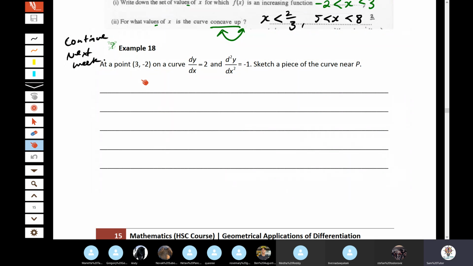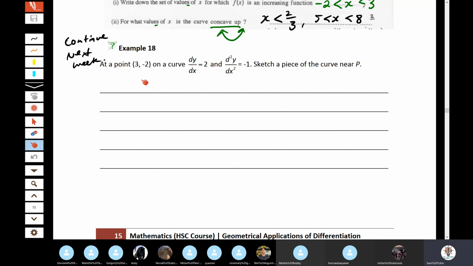Example 18. I've said at a point 3 and -2 on a curve, dy on dx is equal to 2, and then d squared y on dx squared, which obviously means y double dash, is equal to -1. Sketch a piece of the curve near P. So what does it actually mean for it to be dy on dx equals to 2? Don't look at the number so much, think of what we looked at last week. So what does dy dx equal to 2 mean to you?